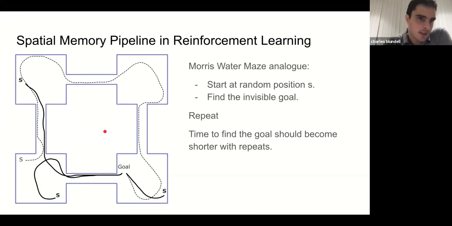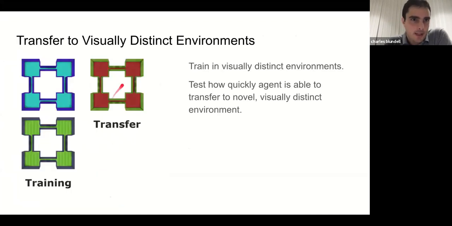So neural networks can do this. This has been shown previously. What's interesting for us is, because we've separated this notion of space from the visual appearance, how does this affect generalization? In particular, can we transfer to visually distinct environments? So we're going to train in a bunch of environments, and then we're going to evaluate in a very different looking but same structured environment. And we're going to test how quickly the agent is able to adapt to this new environment.